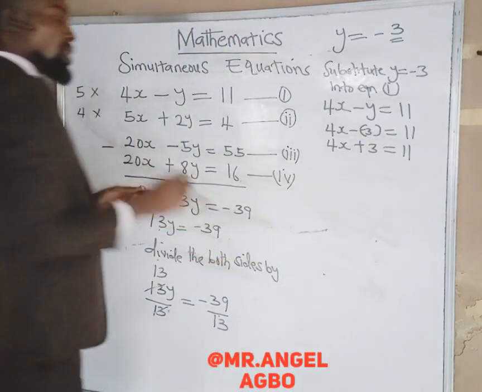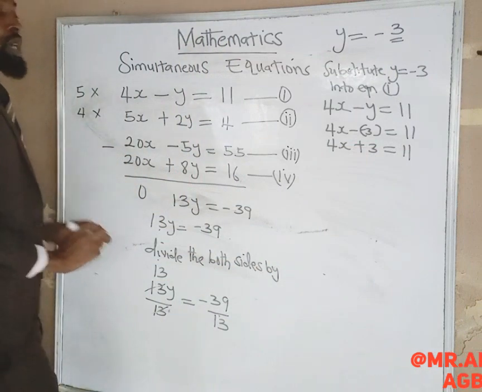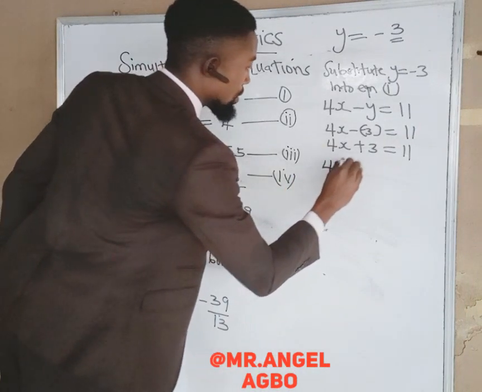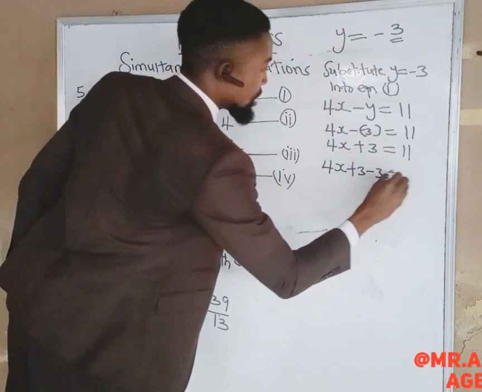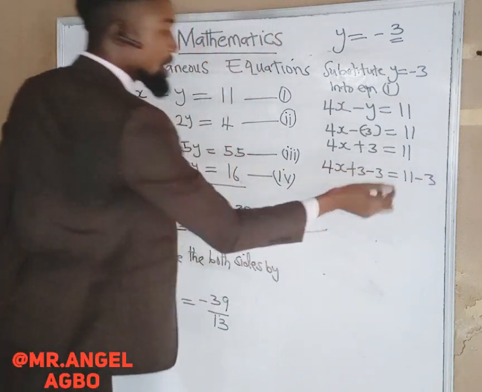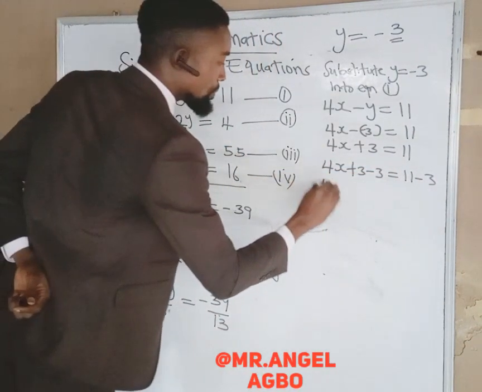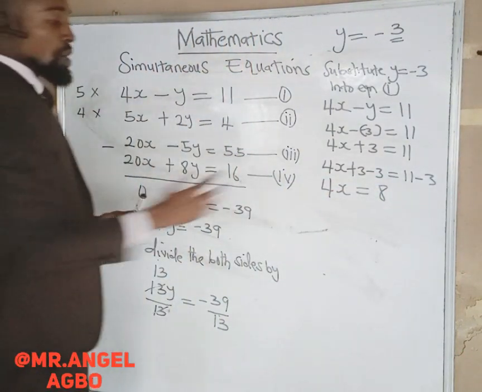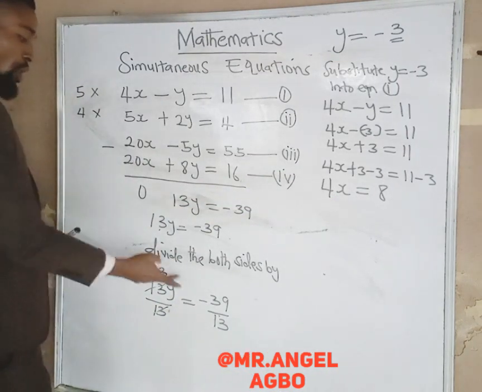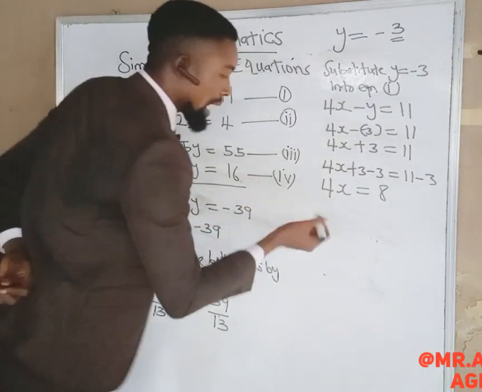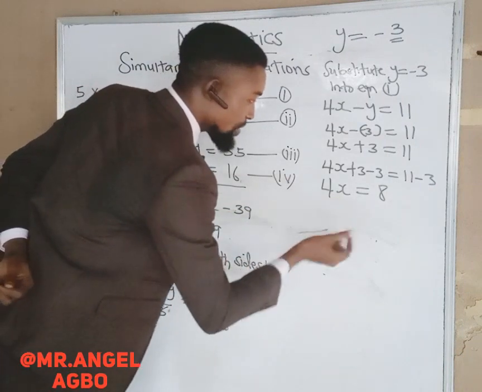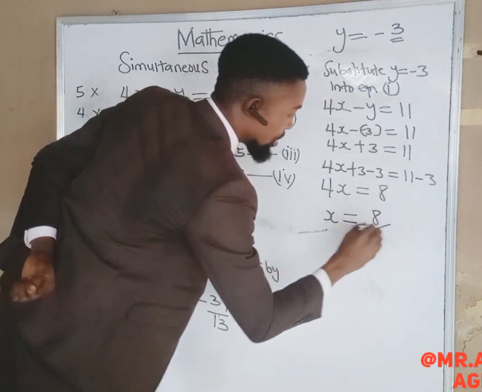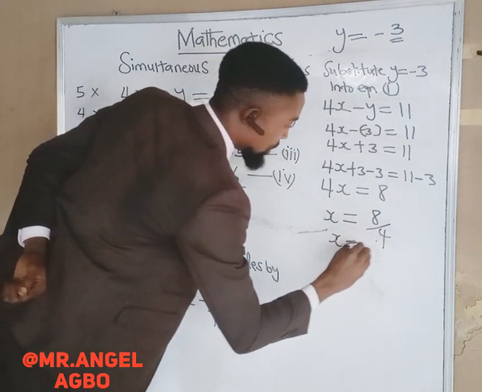When this 3 crosses the other side, it becomes negative. Or you can subtract 3 from both sides. It will be this way: 4x plus 3 minus 3 equals 11 minus 3. Plus 3 minus 3 is 0. So we have 4x equals 8, because 11 minus 3 is 8. We are going to divide both sides by 4, like what we did in the previous step. So I'm not going to do that. You already know that when you divide both sides, we have x equals 8 over 4. Our x is equal to 2.